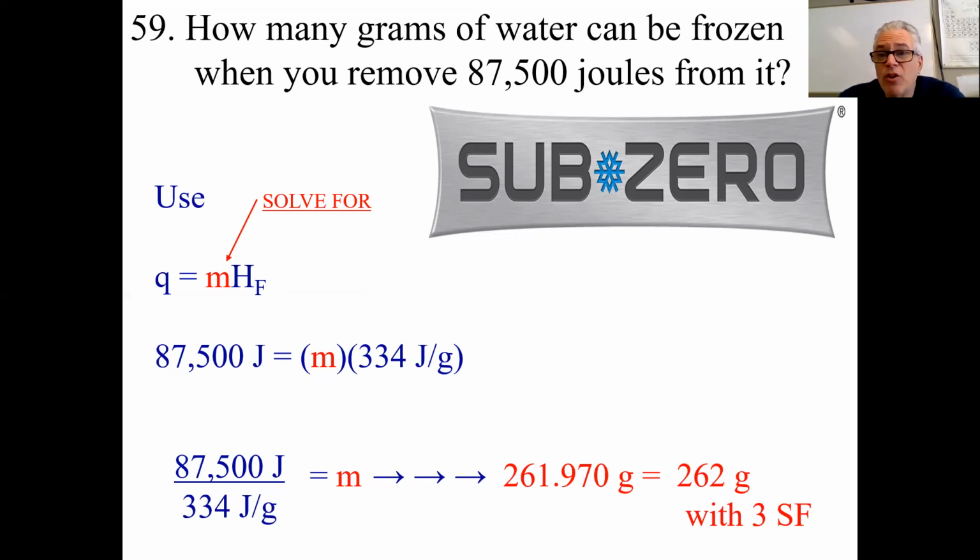So how much water? You put a whole bunch of water into the Sub-Zero freezer. You remove exactly 87,500 joules. How much of that water has frozen? 262 grams. It's a snowball.